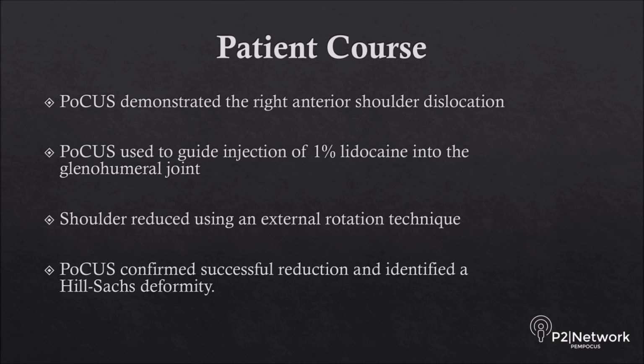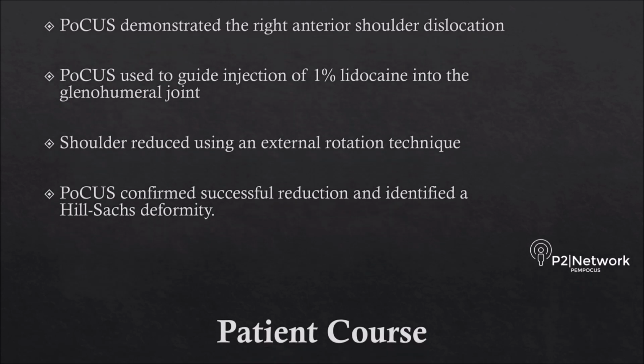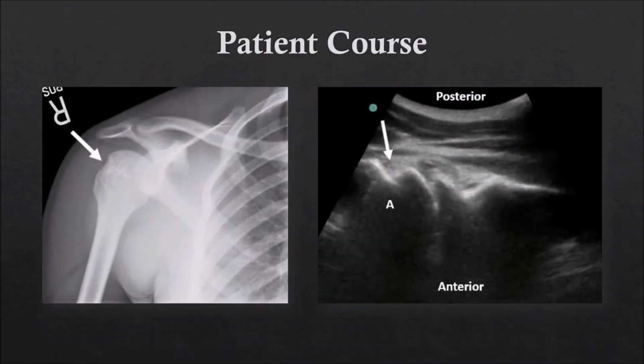Point-of-care ultrasound confirmed that the shoulder was successfully reduced and also identified a Hill-Sachs deformity. Post-reduction radiographs were obtained and also demonstrated that the shoulder was relocated. The post-reduction X-ray showed a Hill-Sachs deformity, which you see by the arrow on the X-ray on the left and also noted by the arrow on the ultrasound image on the right.